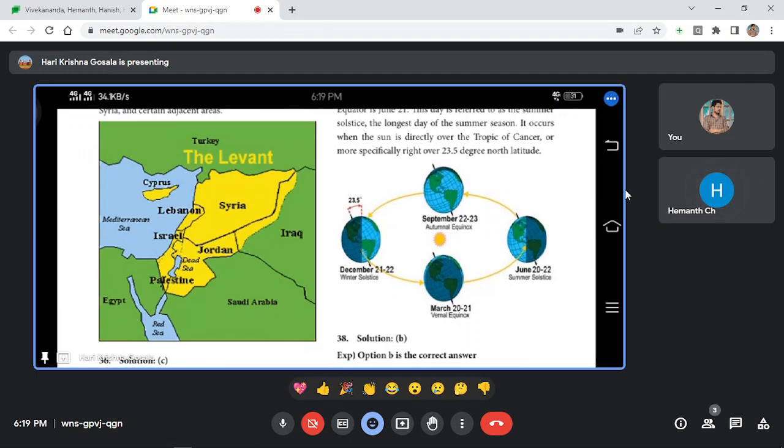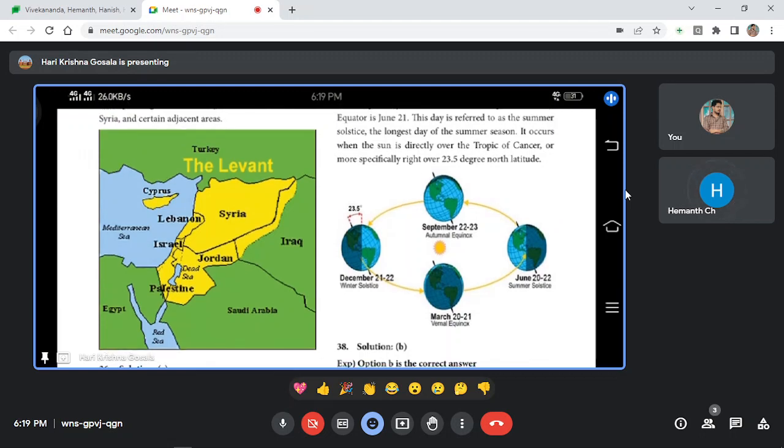Lebanon, Syria, Jordan, Iraq, Saudi Arabia.